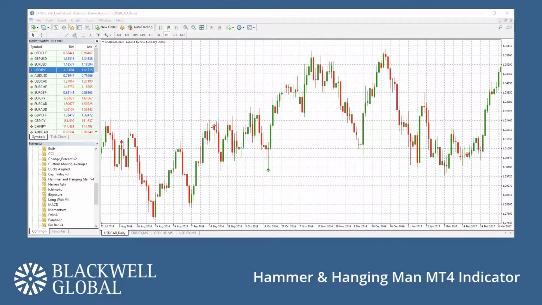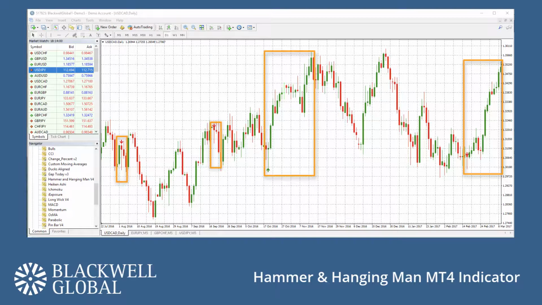Here on the daily chart of $CAD, we have 4 out of 4 correct indications of the hanging man and the hammer candle.